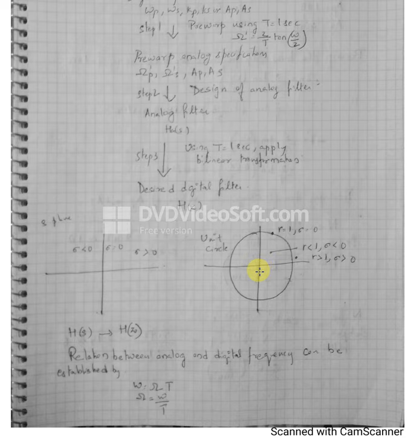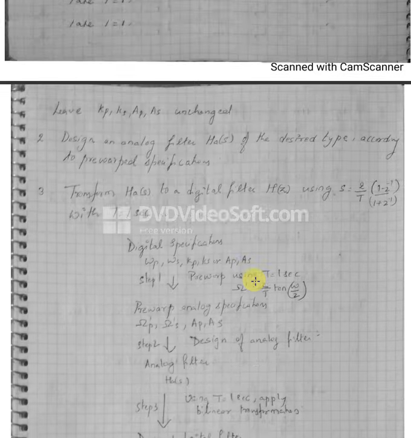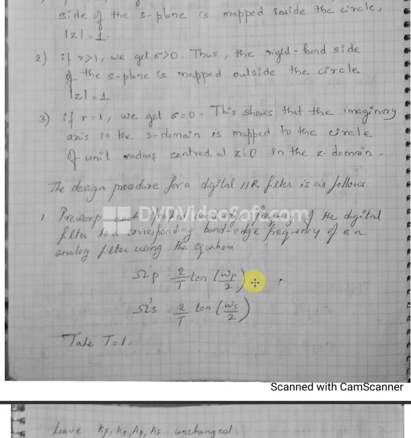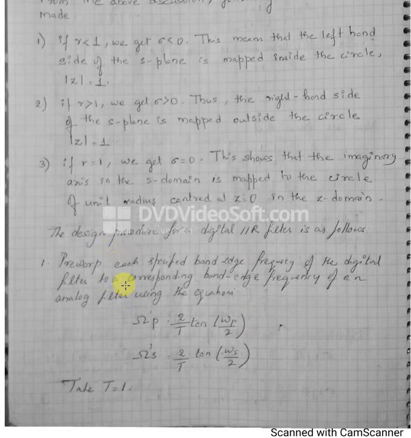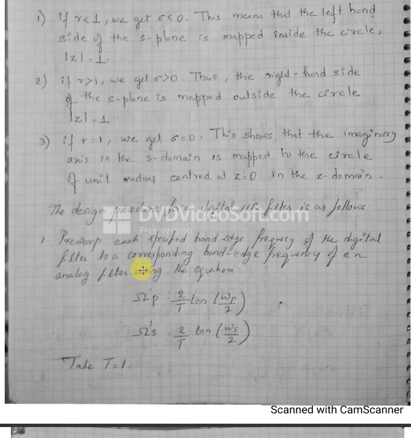Pre-warp each specified band edge frequency of the digital filter to a corresponding band edge frequency of an analog filter using the equation. See, this is pre-warping. It helps you to map every corresponding frequency that you have to the two different domains. Here we are starting from the analog filter design, then converting to a digital one, right?